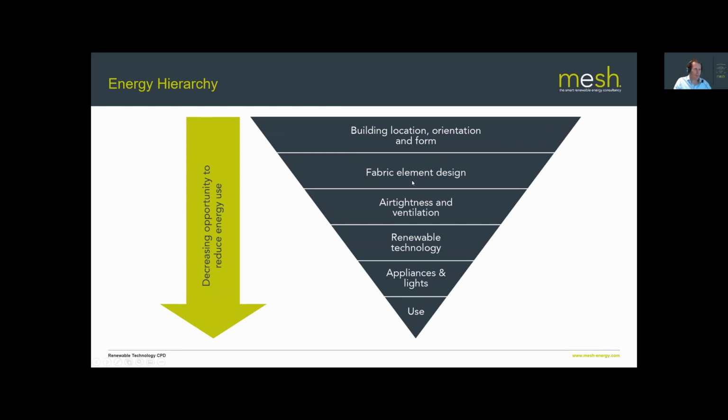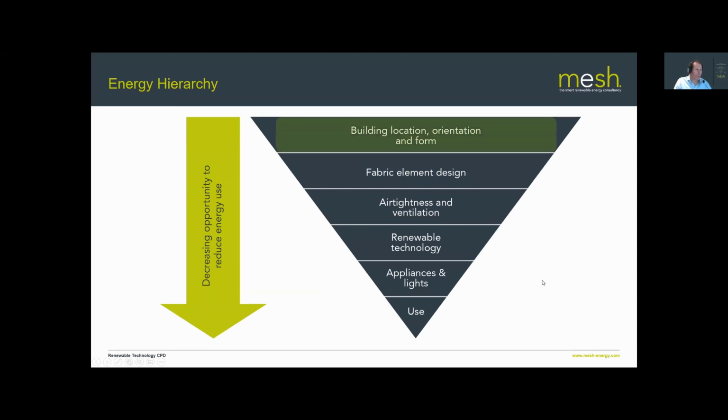Then look within that building at the individual elements and their design and how to improve those. So that's insulation, it's the amount of windows, it's the amount of doors, etc. Then look at air tightness and ventilation, because leaky buildings use a lot more energy than airtight ones. So it's the old adage of build tight, ventilate right. And only then do we get to the renewable technology, which is obviously where the focus of this presentation is. But I just wanted to talk a bit more about these top elements, because actually they're really crucial.